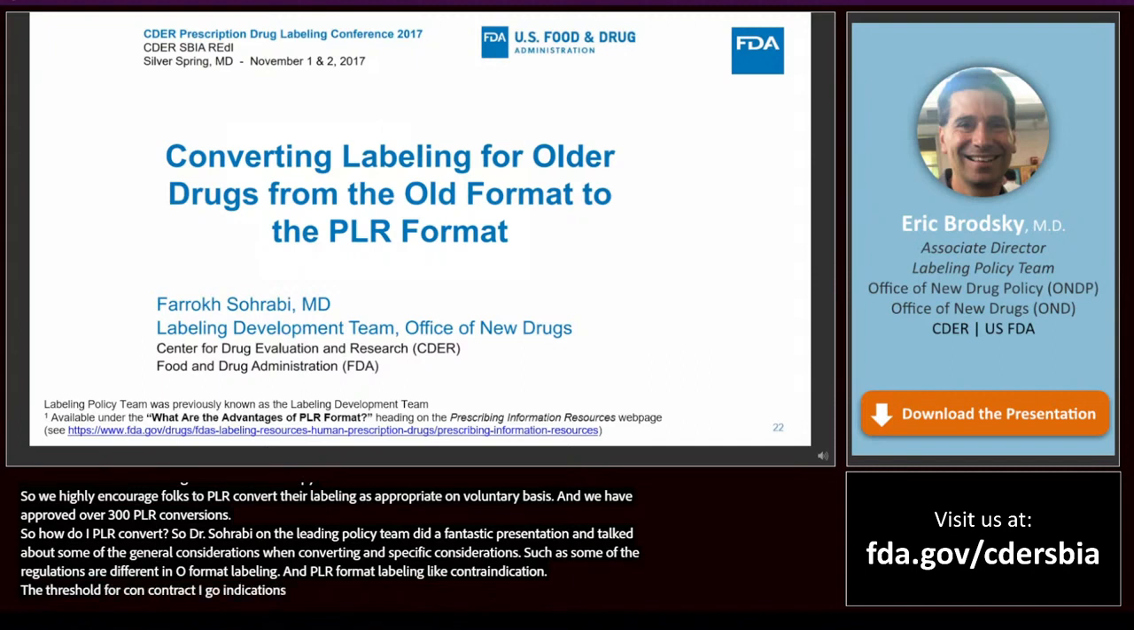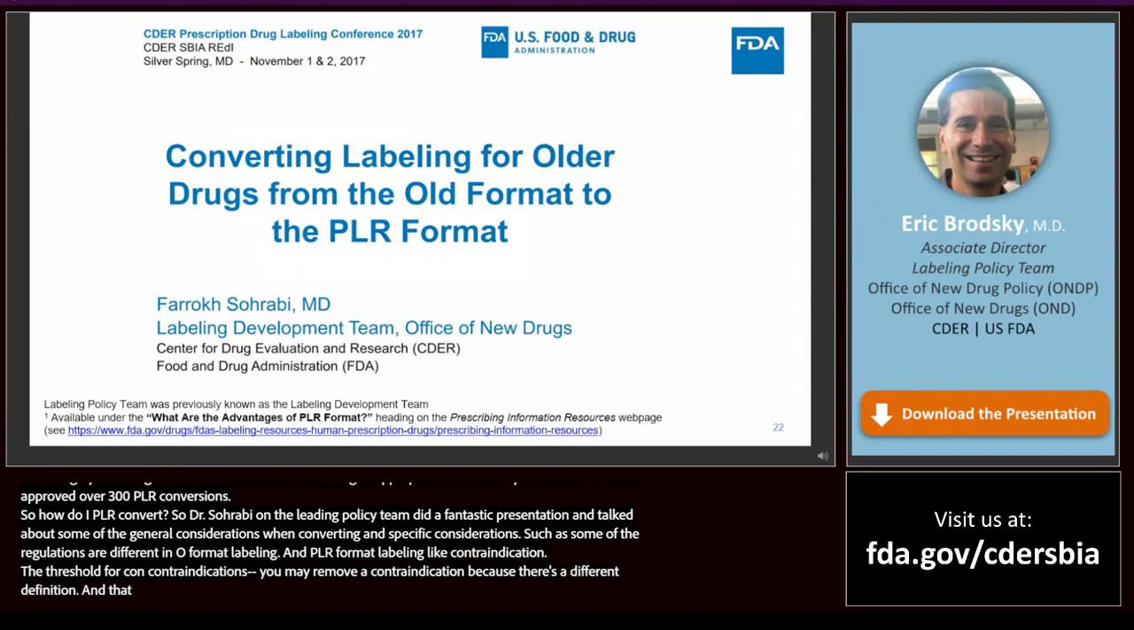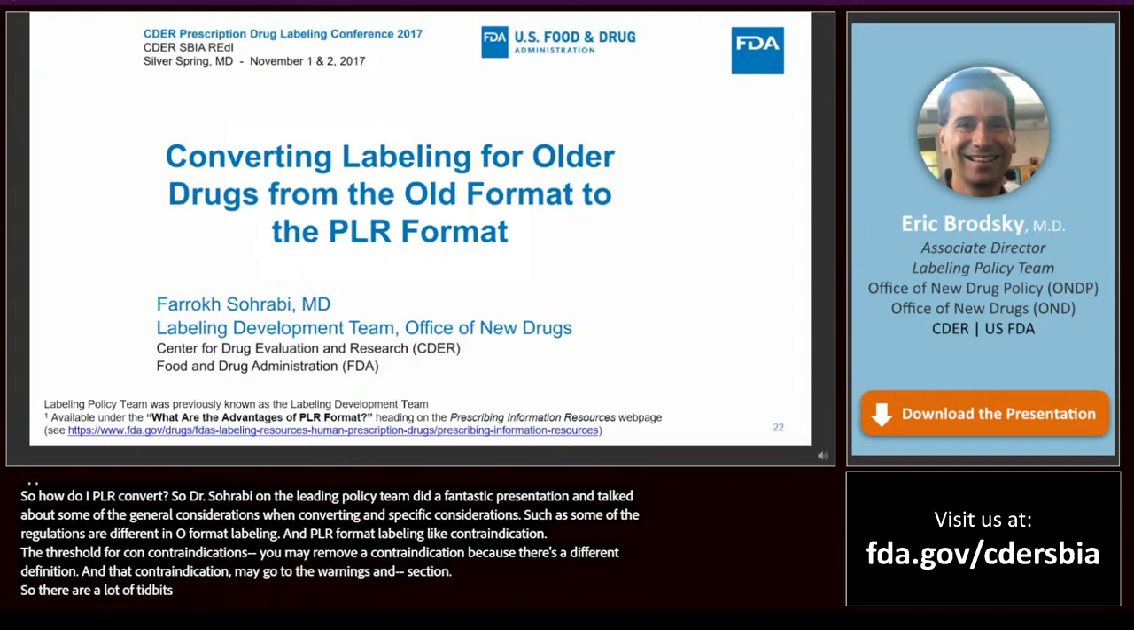So it is possible when you PLR convert, you may remove a contraindication because there's a different definition. And that contraindicated use may go to the warnings and precautions section. So there are a lot of tidbits about how to convert labeling from old format to PLR format in this presentation.